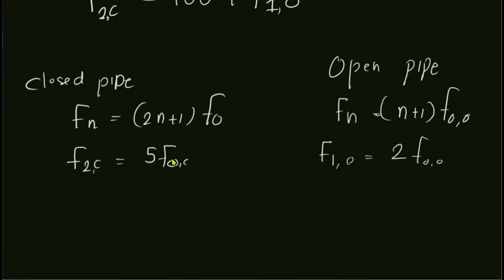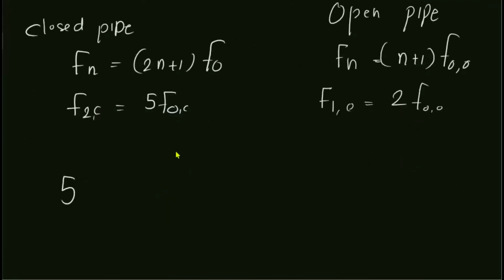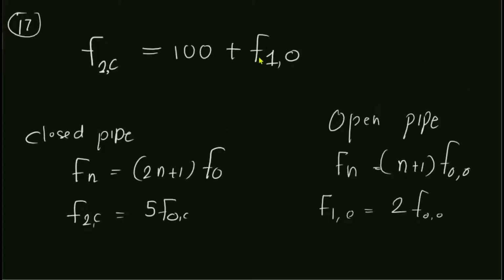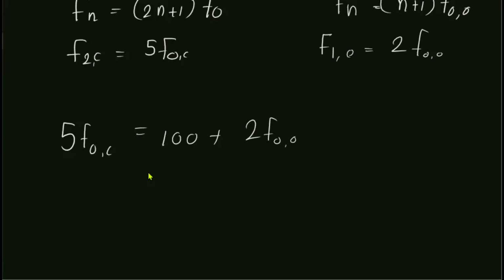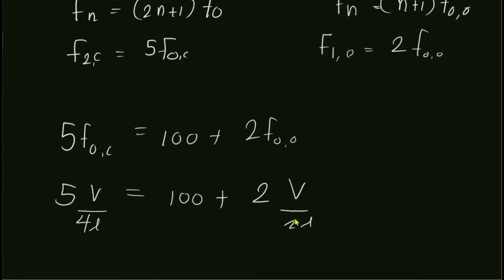So f2, second overtone of the closed tube, is what? 5 times the fundamental of the closed tube, is 100, right? Plus first overtone of the open tube. First overtone of the open tube is the second harmonic of the open tube. Now we will write the fundamental frequency of the closed tube, which is V over 4L, right? Two times the fundamental of the open tube, and the fundamental of the open tube is V over 2L. The same tube is used, so the length is the same. It's the same tube you are closing and opening.